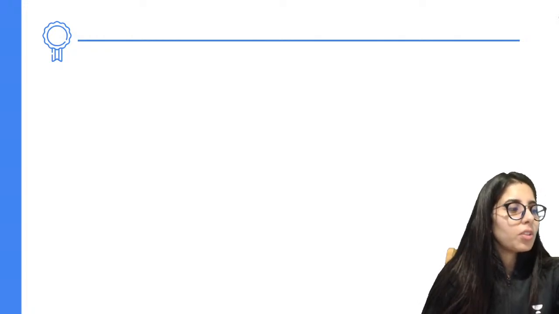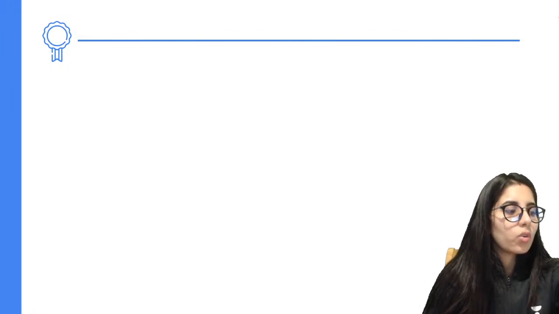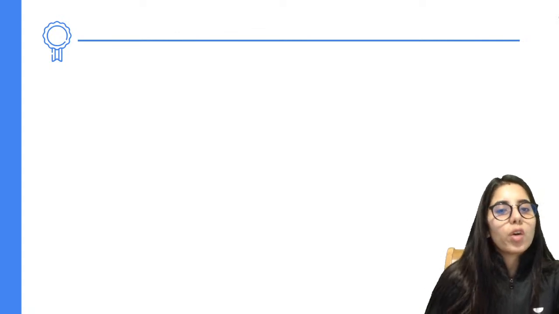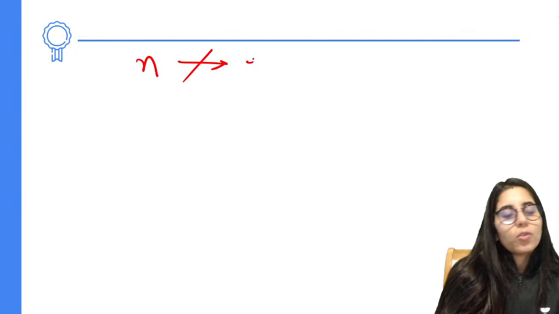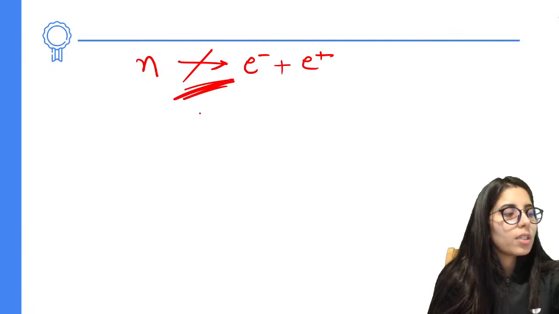Now let's talk about the next question, guys. If there is any doubt, you can just mention it. A free neutron does not decay into an electron and positron pair. It is due to the violation of what? A free neutron does not decay into a pair of electron and positron. The options are conservation of energy.